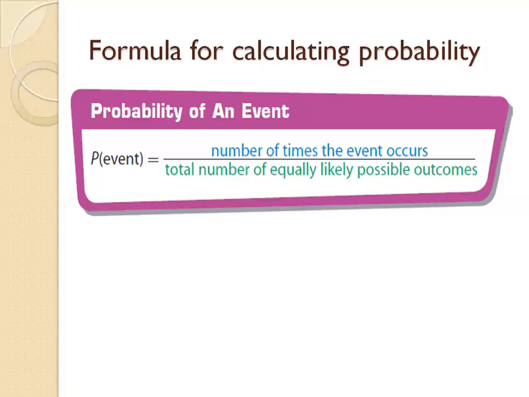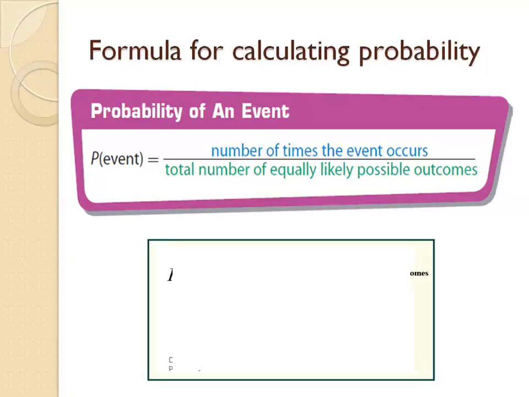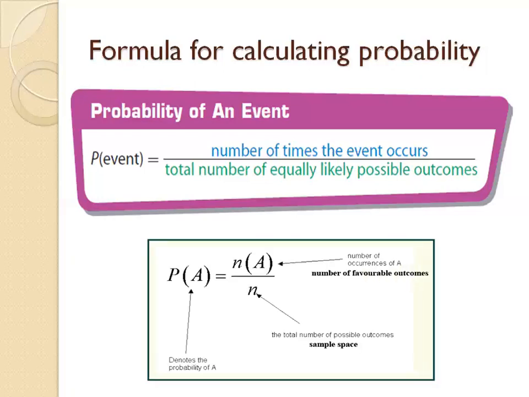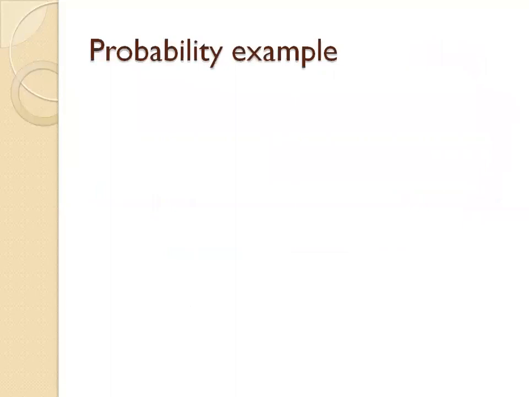If I express the event by the notation A, then the probability of A we can write in this way: P(A) equal to NA divided by N, where NA denotes the number of favorable outcomes and N denotes the total number of possible outcomes. Let's see this with an example.